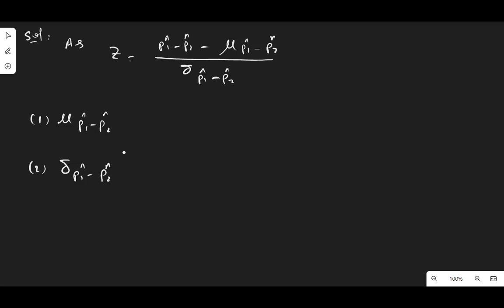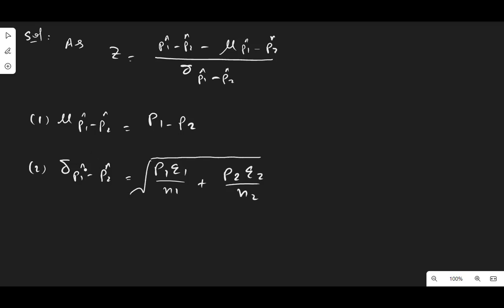and sigma of P1 head minus P2 head. Mu is equal to P1 minus P2, and sigma is equal to the square root of P1 Q1 divided by N1 plus P2 Q2 divided by N2. Why under root? Because this is standard deviation. We know that this is 63% and this is 57%, so the difference is equal to 0.06. This is calculated, right? This is given in the question.